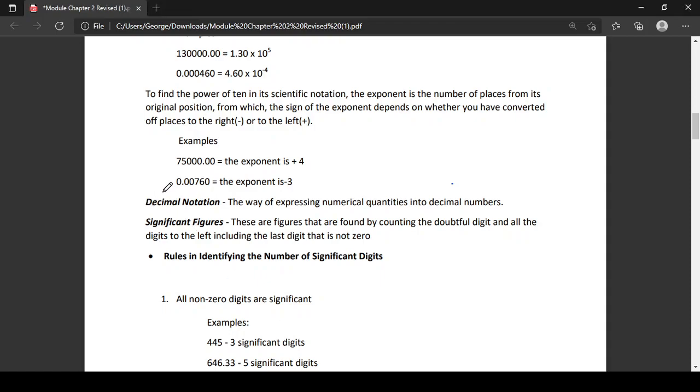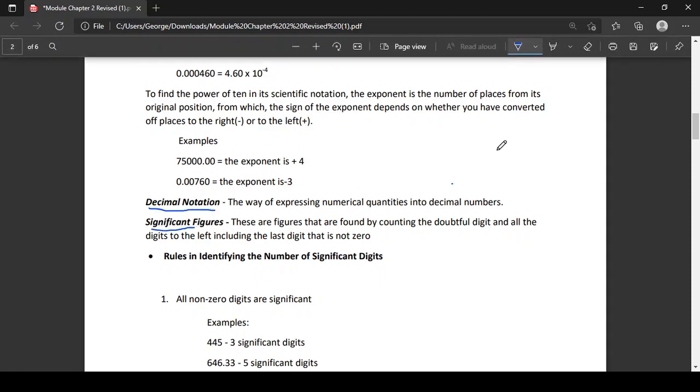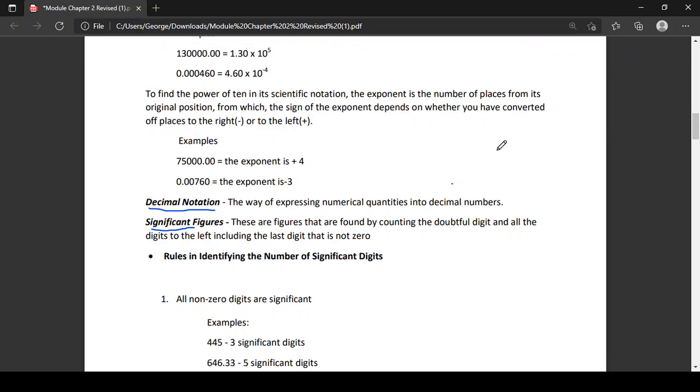Next, you have your decimal notation, kids. Your decimal notation is the way of expressing your numerical quantities into decimal numbers or your whole numbers. Next, you have your significant figures. Significant figures are figures that are found by counting the doubtful digits and all the digits to the left, including the last digit that is not zeros.